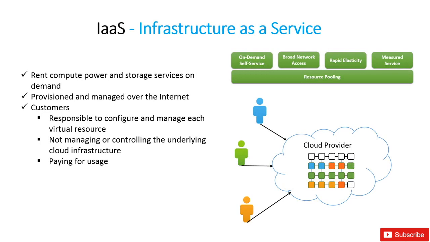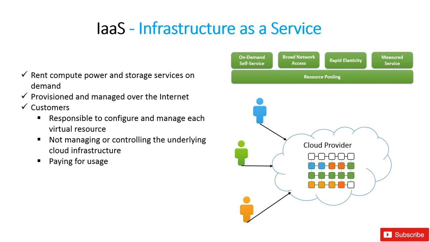The first layer that we saw, infrastructure as a service, provides compute power and storage services on demand. Instead of buying and installing the required physical resources in a traditional data center, organizations can rent these required resources as needed. There is of course a cloud infrastructure where we as end users can access and allocate virtual resources to host applications. Everything is provisioned and managed over the internet.